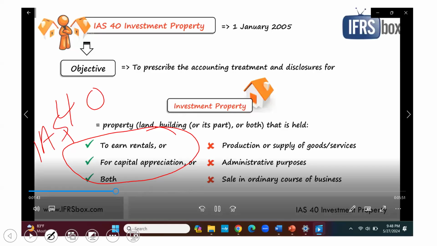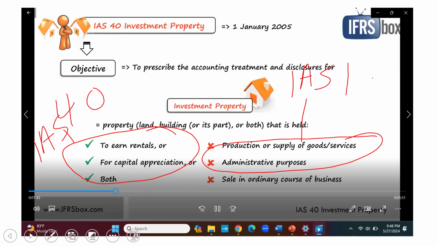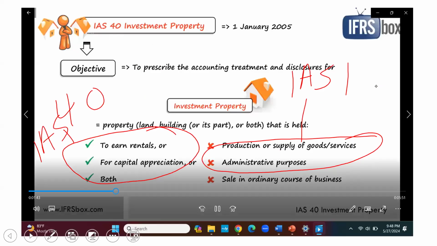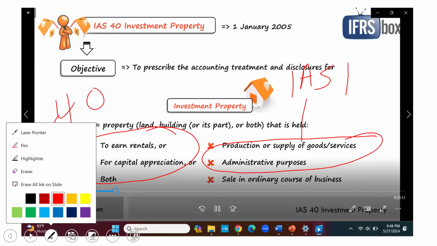But then if you have a property for the production or supply of goods and services, or for administrative purposes, for these two, what standard are you using? IAS what? You use IAS 16.